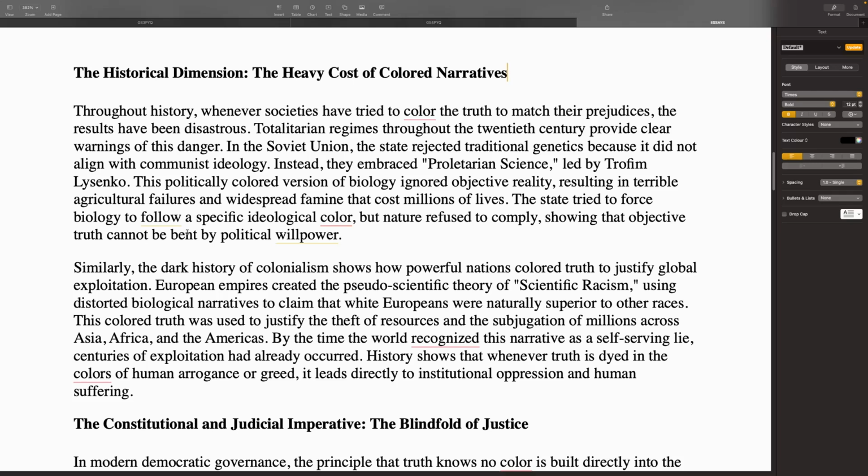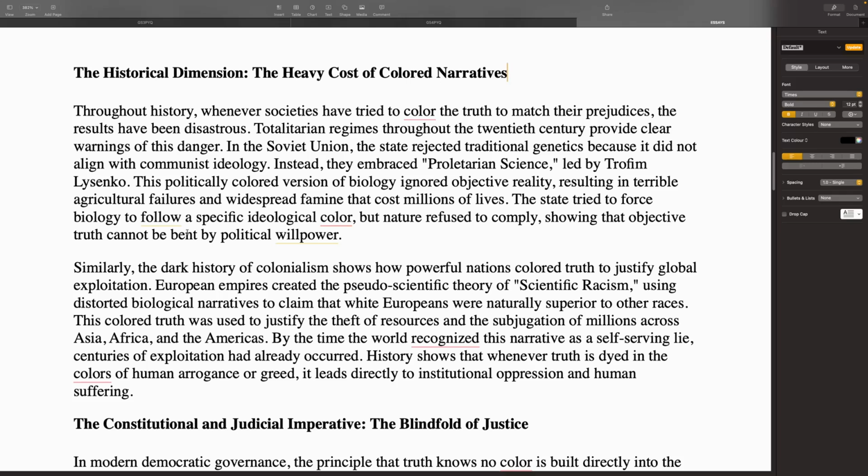traditional genetics because it did not align with communist ideology. Instead, they embraced proletarian science led by Trofim Lysenko. This politically colored version of biology ignored objective reality, resulting in terrible agricultural failures and widespread famine that cost millions of lives. The state tried to force biology to follow a specific ideological color, but nature refused to comply, showing that objective truth cannot be bent by political willpower.